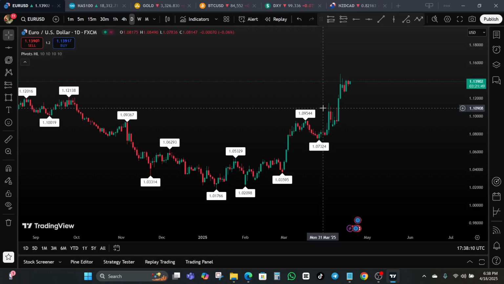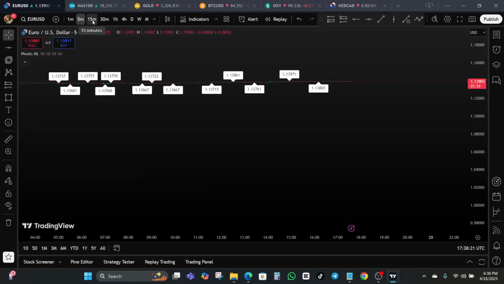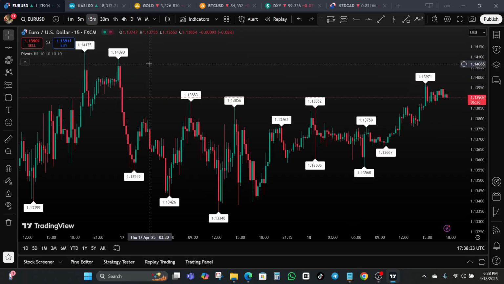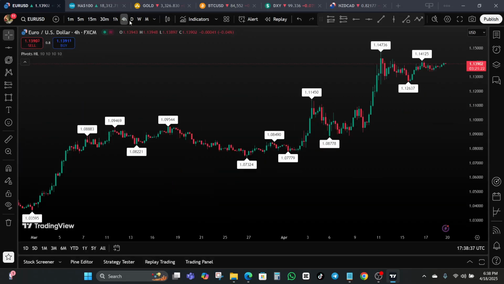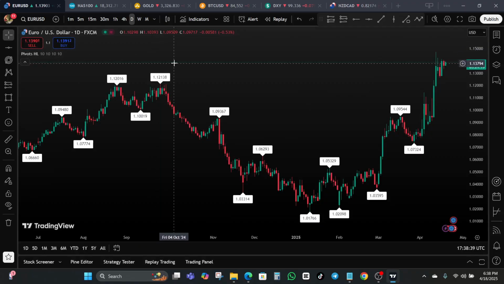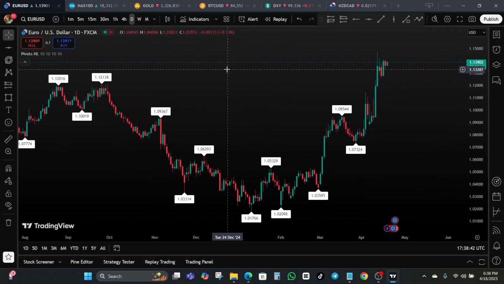Now, this indicator works across all time frames. On the lower time frames like the 5-minute or the 15-minute charts, it helps scalpers catch quick momentum shifts. On higher time frames like the 4-hour or the daily chart, swing traders use it to define major market structure and potential reversal zones.